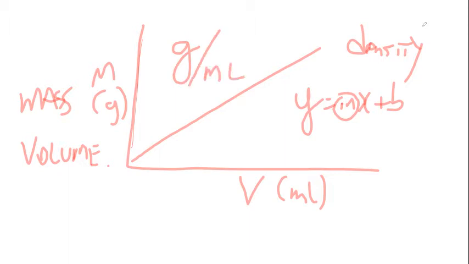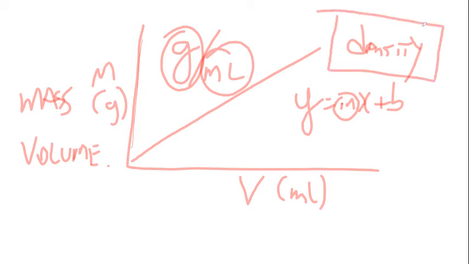Because you've got grams as the y, and volume as the x. So that's what you want to plot if you want to get mass over volume, and that is indeed what you want because we want to get density. So volume on the x-axis in milliliters, and mass on the y-axis in grams. And so the slope of that line should be grams per mil, and that is the unit for density.